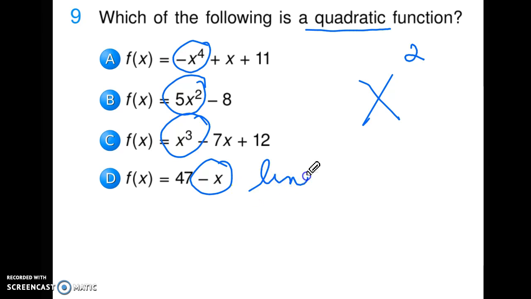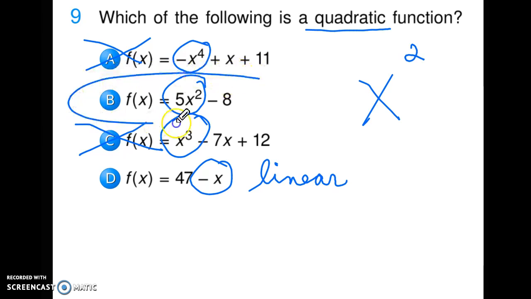So that tells me that this one is linear. We haven't even done anything with x cubed, and we certainly haven't done anything with x to the fourth, so that leaves B as the correct answer. So again, when you see quadratic, look for anything with a variable squared.